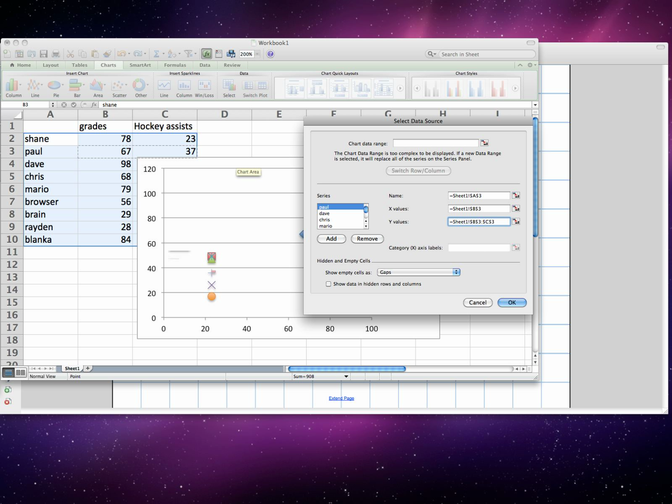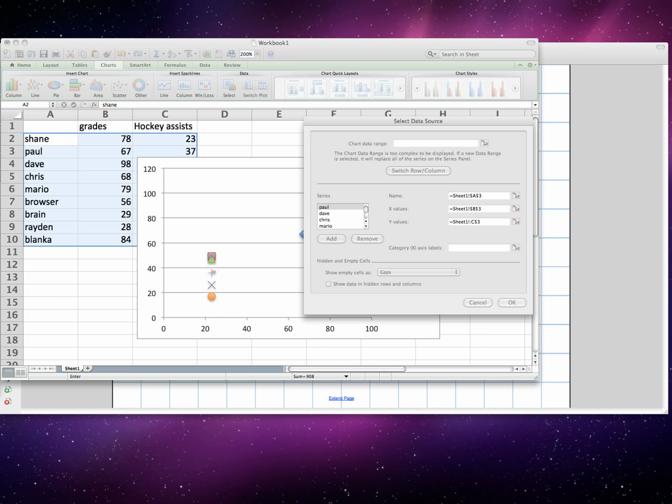That's good. The next thing we're going to do is go into the Y value. The Y value I want for Paul is his hockey assists. Hockey assists are in C3. So same idea. I go into the Y values, and I erase the other number so that it just says C3. Okay? So now that it just says C3, Paul on the chart is going to be changed.